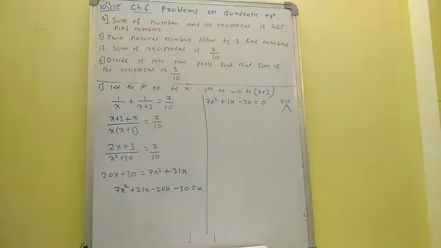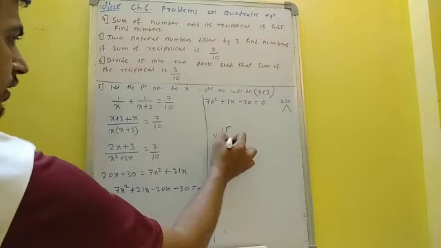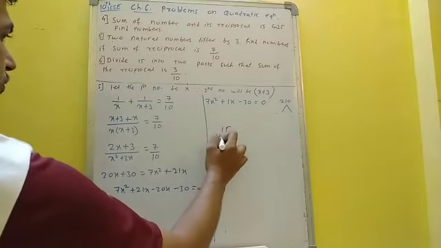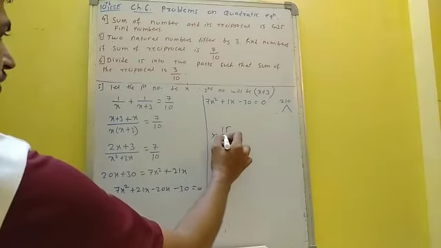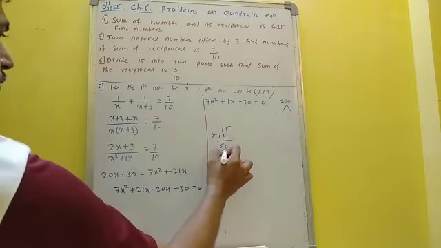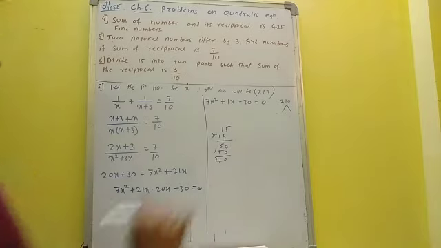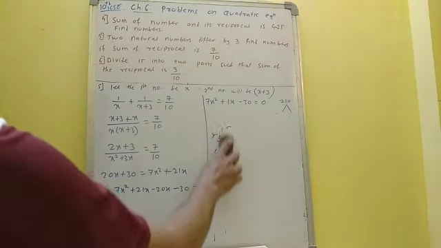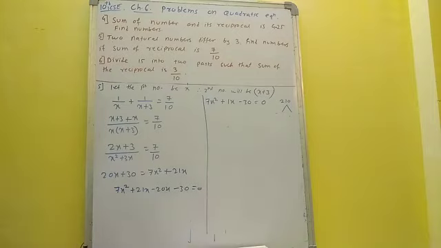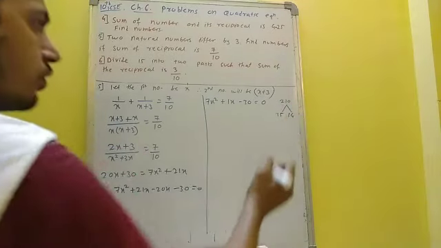15 12s are 180, 15 14s are 210. If you find the factors, you will get to know that it is 15 14s.